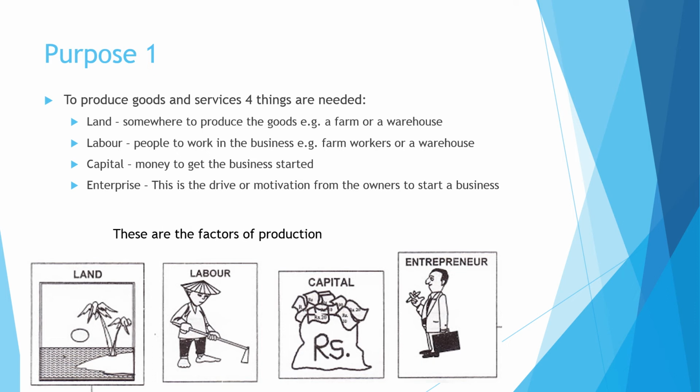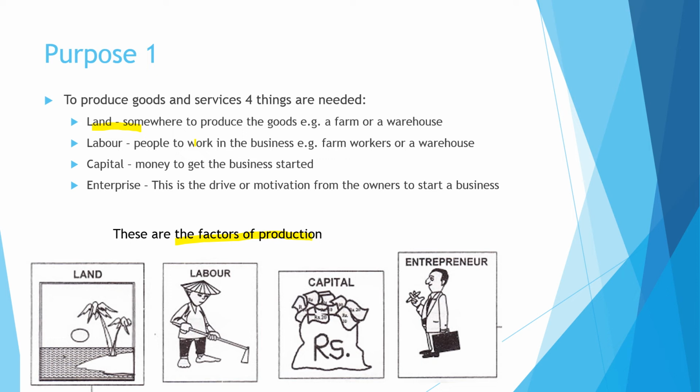Okay, so what is the purpose of a business activity? Number one purpose is to produce goods and services. And 4 things are needed to produce services and products. These 4 things are called factors of production. So number 1 is land, somewhere to produce the goods. For example, a farm or a warehouse or a call center.